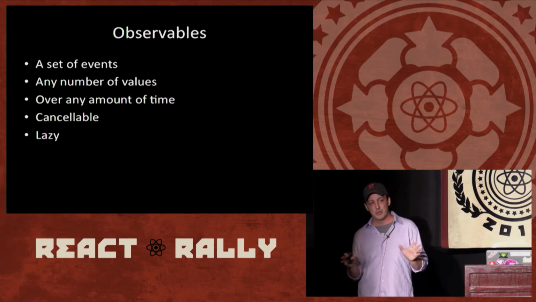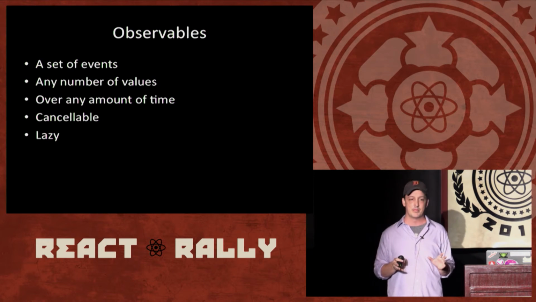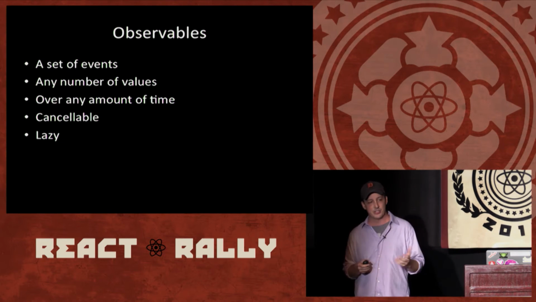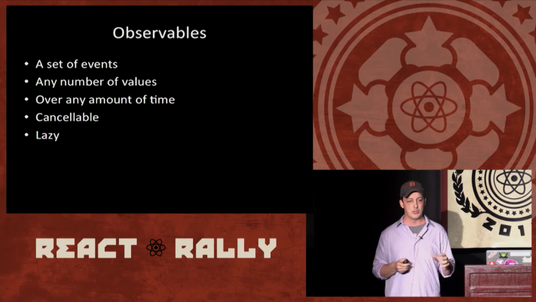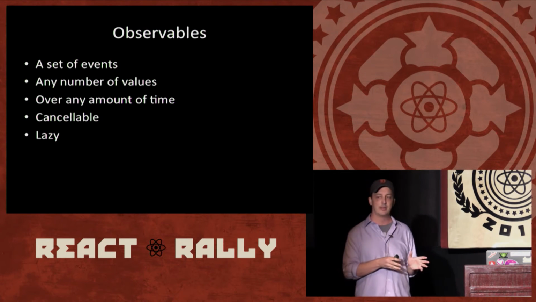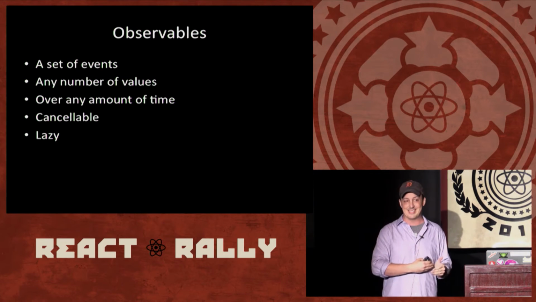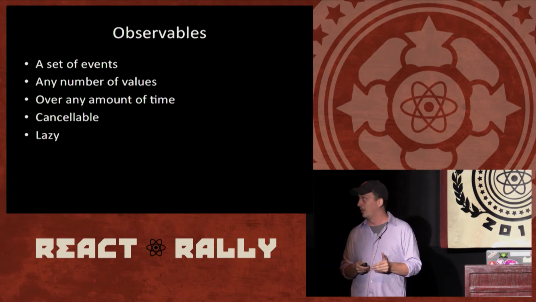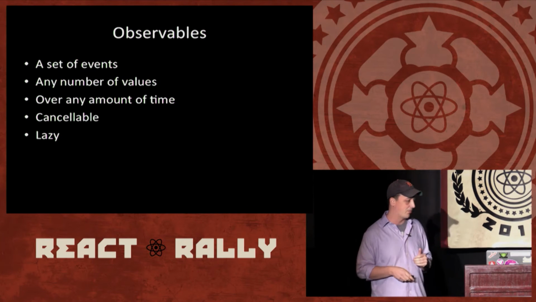But what an observable is, it is a set of events. You can think of it as any number of values over any amount of time. And it's got cancellation, so it can tear down whatever's producing those values. And it's lazy. That means it won't do anything until you subscribe to it, at which point it sets up whatever's producing those values. So very powerful.